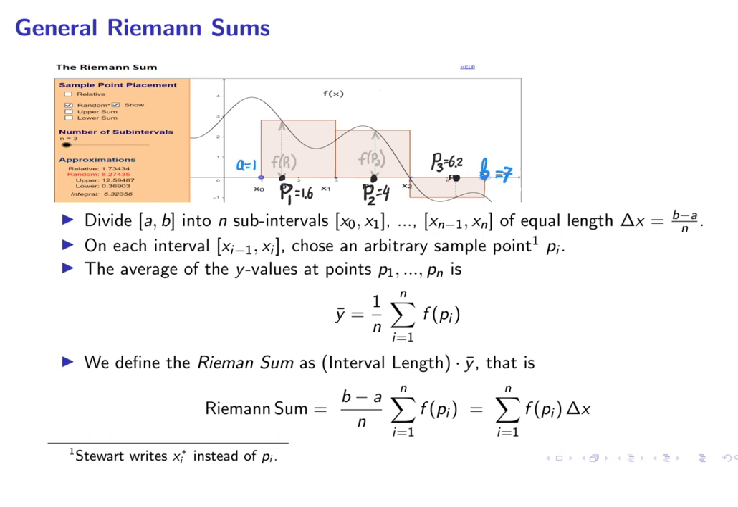Note that on our picture, the last sample y value, f of p3, is negative. So the term f of p3 times delta x will be interpreted as this area, but taken with a negative sign. So we have area 1 plus area 2 minus area 3.